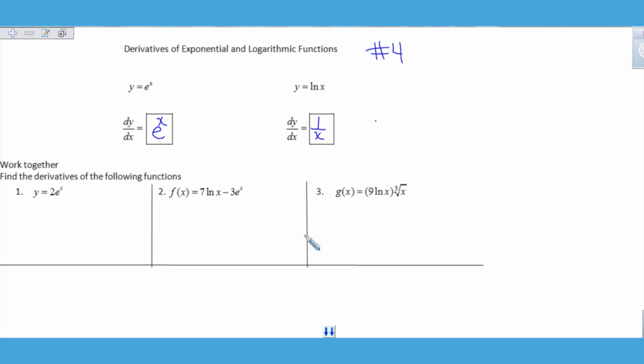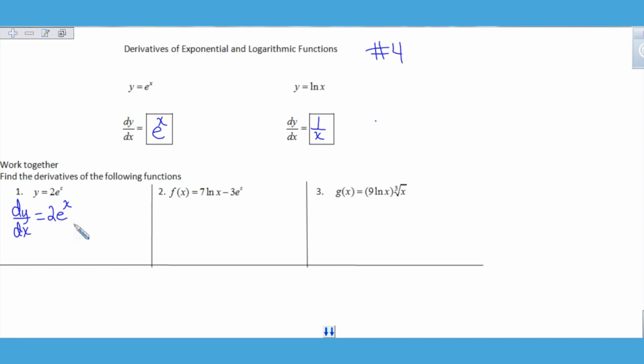So in number 1, we have 2 times e to the x. Well, we said yesterday in part 3 that if you have a constant times your function, the derivative is just the constant times the derivative of the function. Well, he is his own derivative, so that's it, y'all. I know, right? Isn't that crazy? So the derivative of 2 e to the x is 2 e to the x.